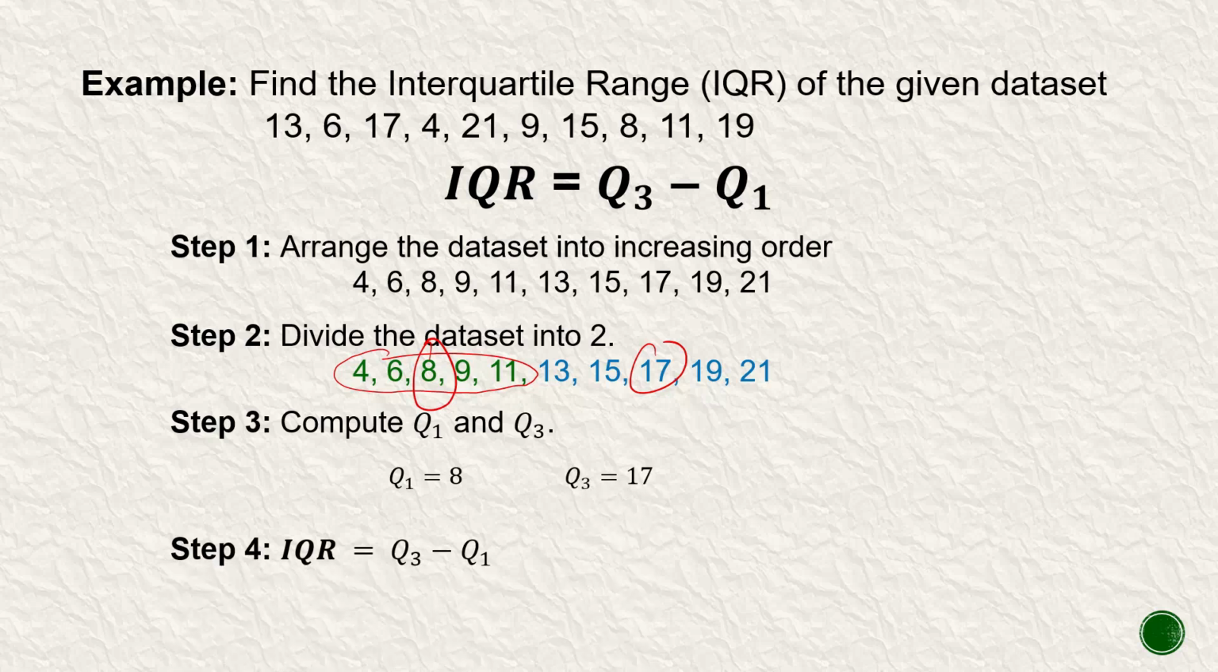All we need to do is to subtract those two. So 17 minus 8 is equal to 9, and that's the IQR of this data set.